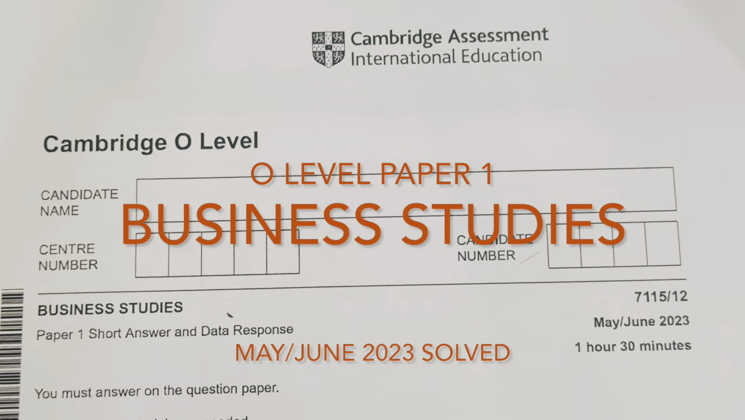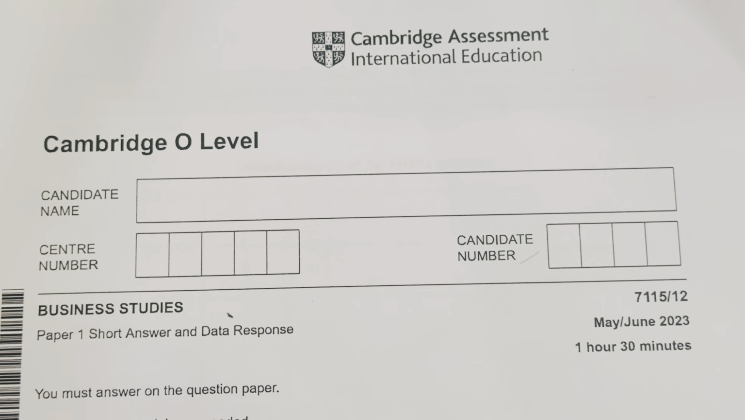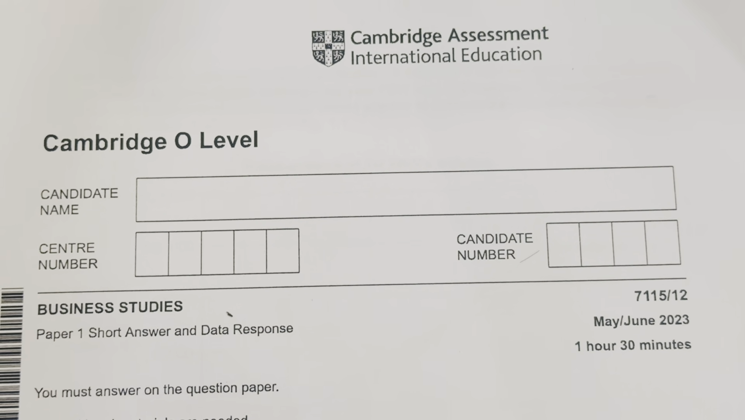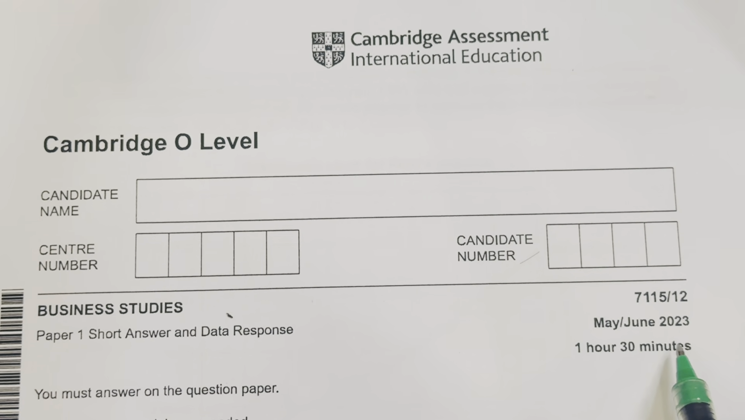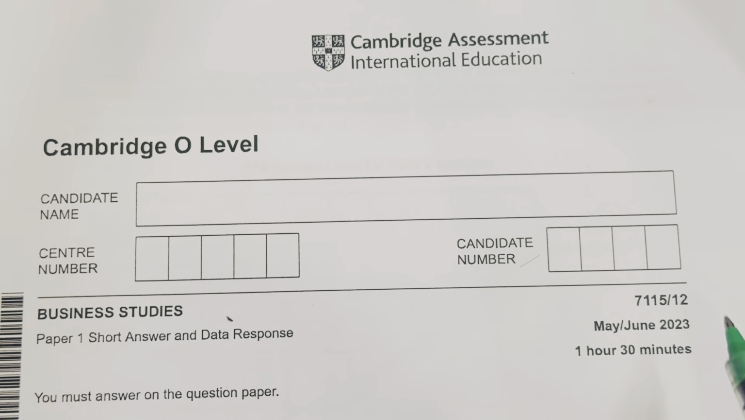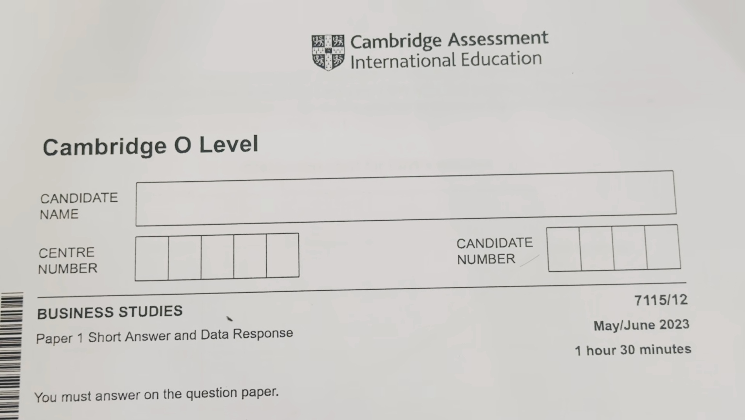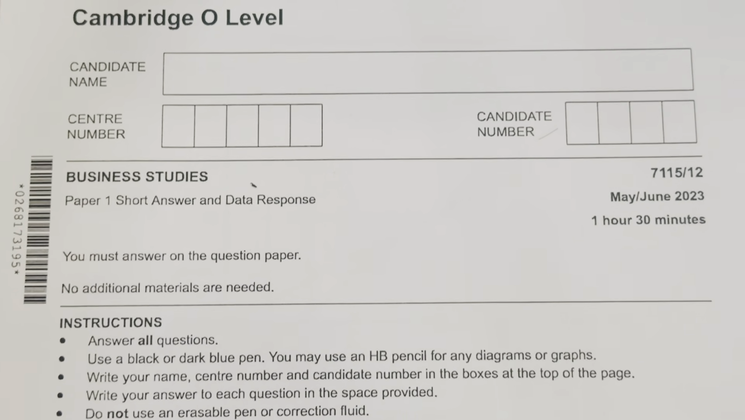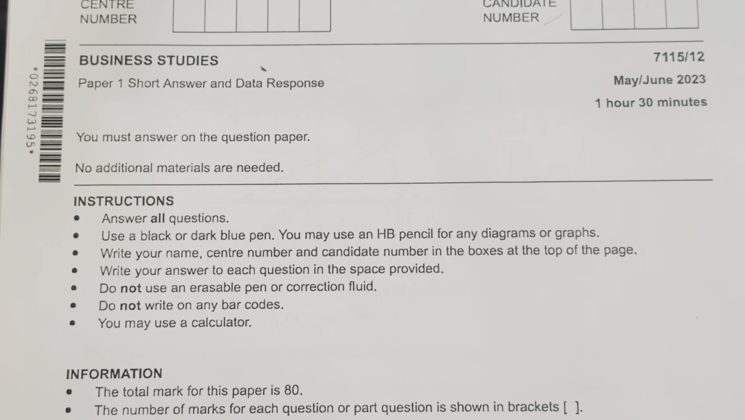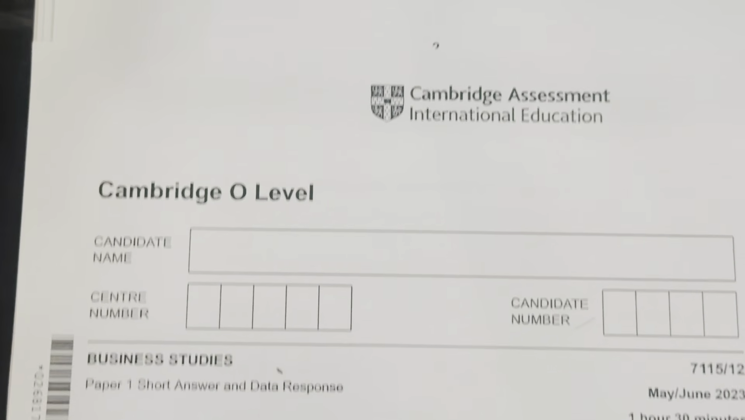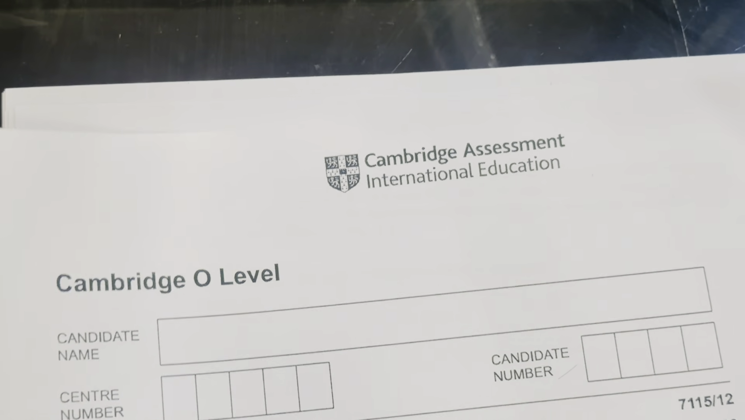Bismillahirrahmanirrahim. Today I'm going to solve the paper for Business Studies, Cambridge O Level, for the session of May/June 2023. The subject code is 7115/12. We have 1 hour 30 minutes for the paper, and the paper carries 80 marks. Now we will start the paper from question number 1.